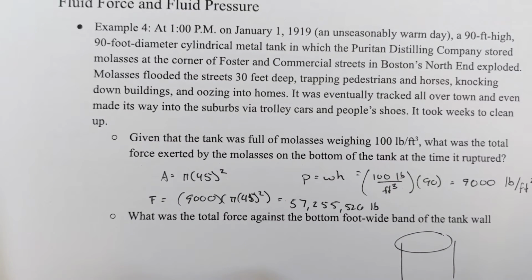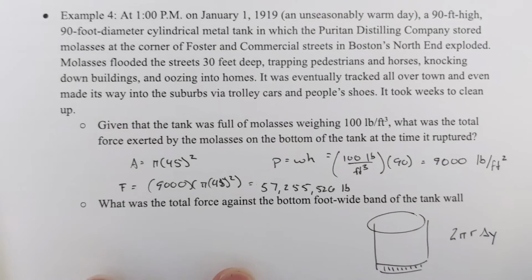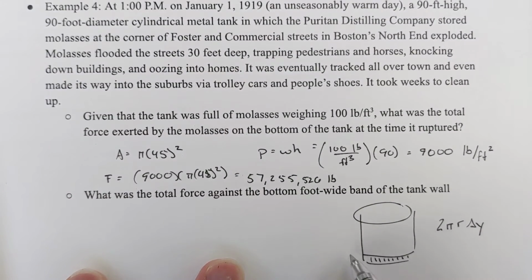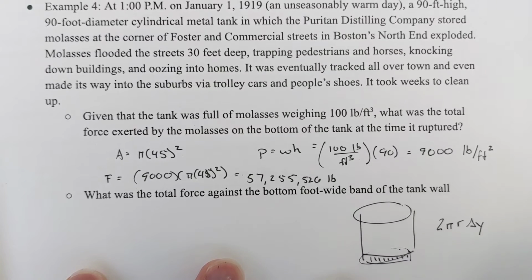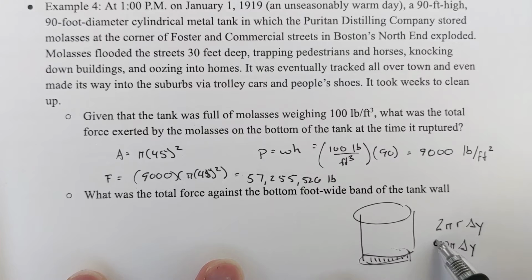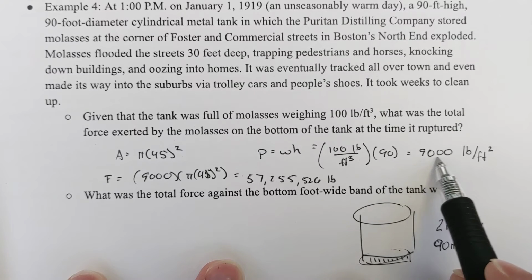of that band is 2 times pi times r times the change in the depth. 2 pi r gives you the distance around. It's the circumference of that circle that makes up the bottom. The delta y gives you the height of it. So, but we know r is 45, so this is 90 pi delta y. So that's the area. So the force is going to be the pressure, which we found was 9,000.